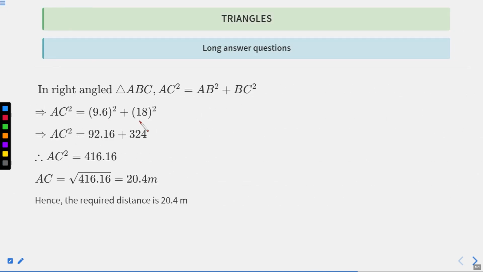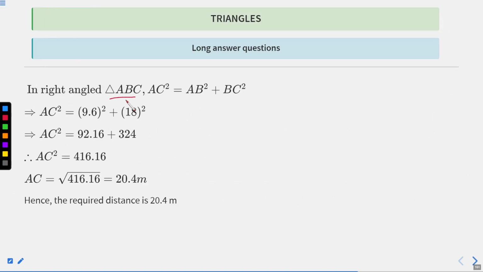Okay, so here in right angle triangle ABC, by Pythagoras theorem AC square is equal to AB square plus BC square. So it implies AC square is equal to 9.6 square plus 18 square, and it implies AC square is equal to 92.16 plus 324. And it implies AC square is equal to 416.16, and it implies AC is equal to square root of 416.16, that is equal to 20.4 meter. So hence the required distance is 20.4 meter.